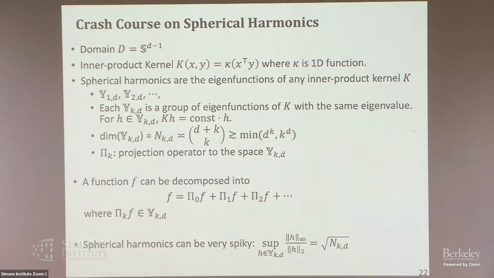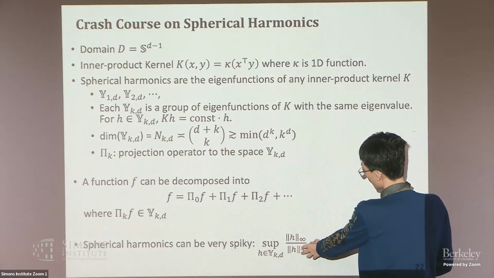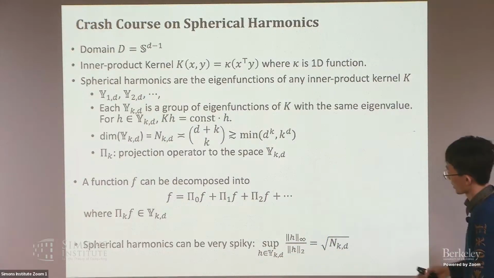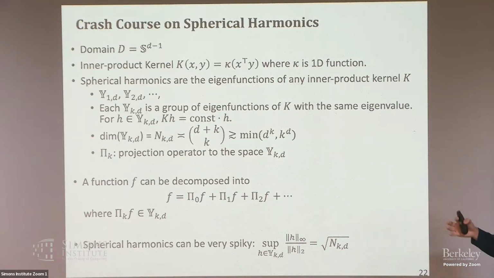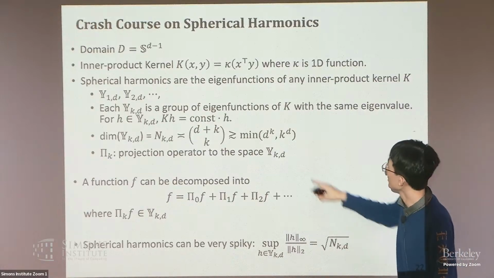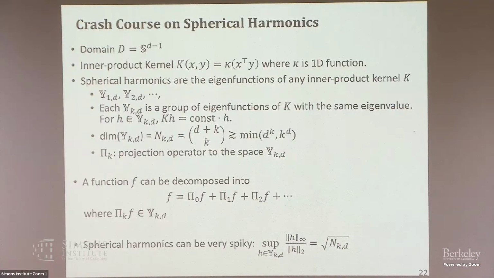So the problem with this is that fundamentally, for a function h in this Y_kd, the infinity-to-2 ratio is going to grow exponentially fast as k goes to infinity, because this N_kd is something like d to the k. So you're going to have more and more spiky functions when you go to the lower order. So it just becomes too spiky eventually.